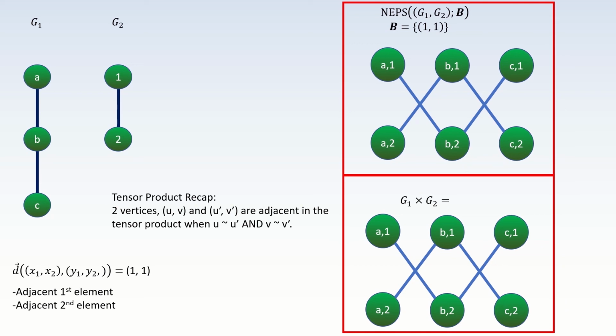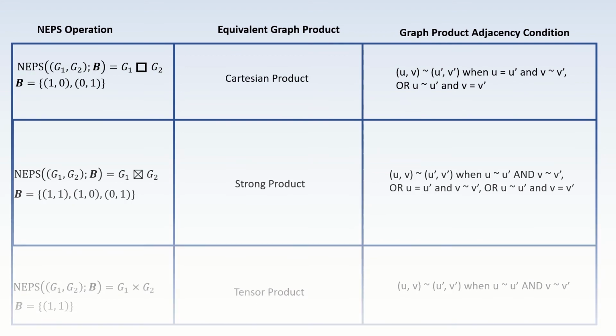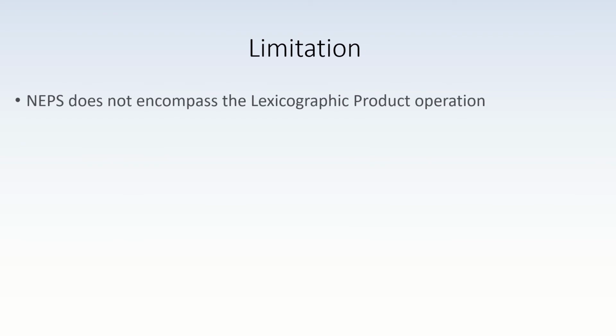It's not just the tensor product that can be expressed through an NEPS operation. So can the strong product and Cartesian product of graphs. Pretty cool that we can represent graph products through this more general operation, the NEPS. I'll leave it to you to show the equivalence of the NEPS operations with the parameters shown here with the strong and Cartesian product of graphs. Now, what is one product that does not fall under the NEPS? That would be the lexicographic product.